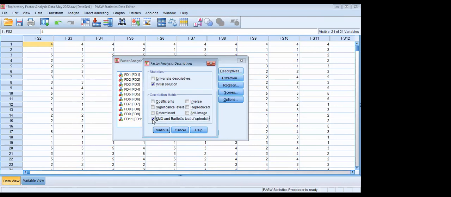It is a test for sampling adequacy. Then inverse, reproduced, anti-image. Okay, you tick this, I think so, reproduced, right? Okay, then significant levels, okay, no problem. Determinant, we don't need.